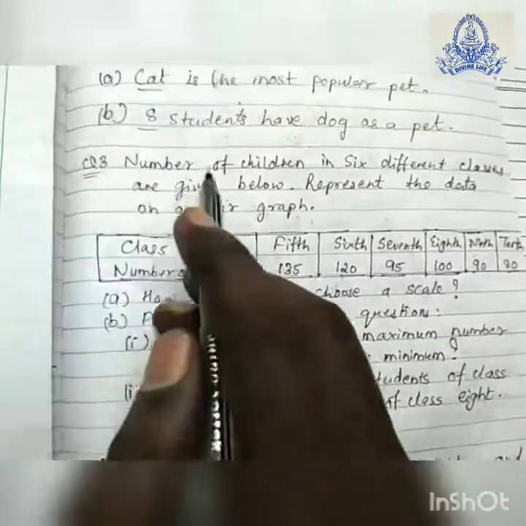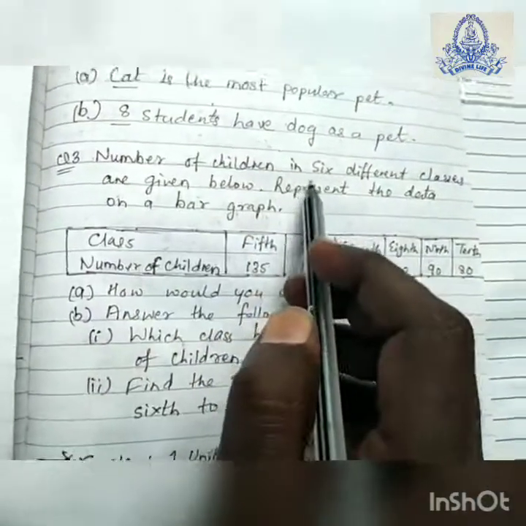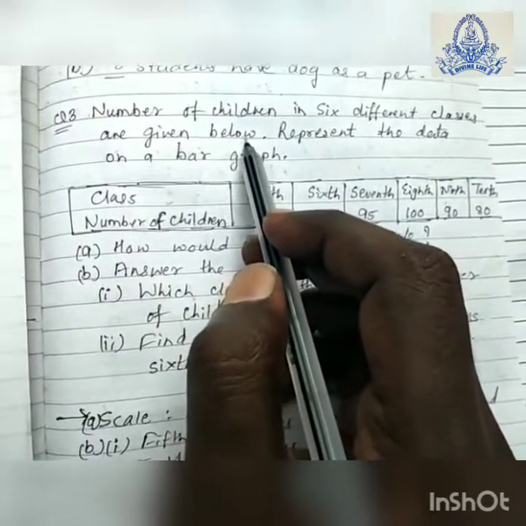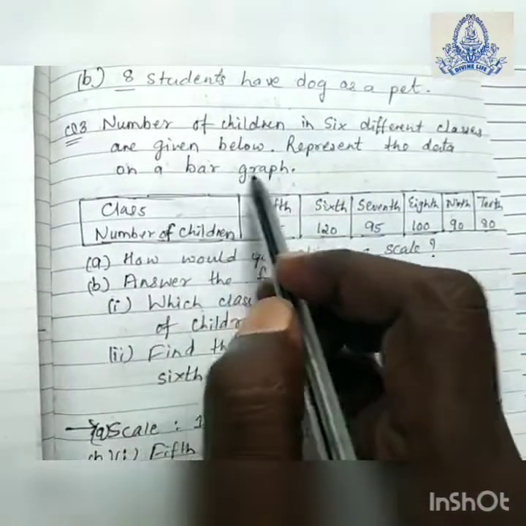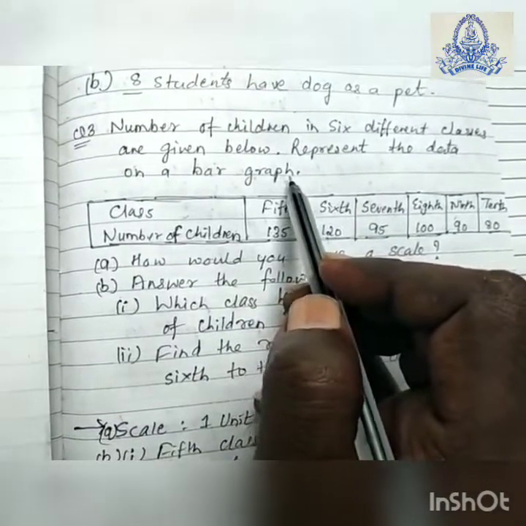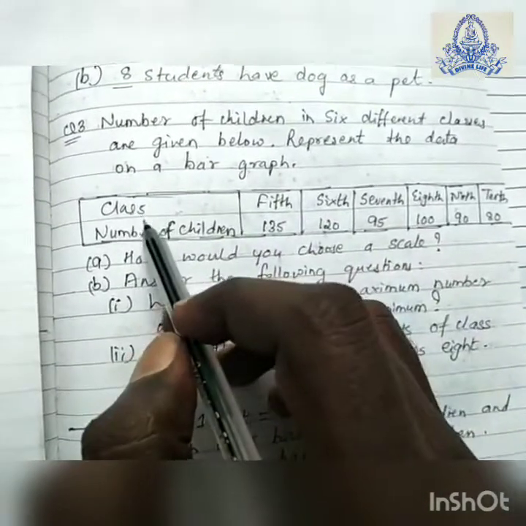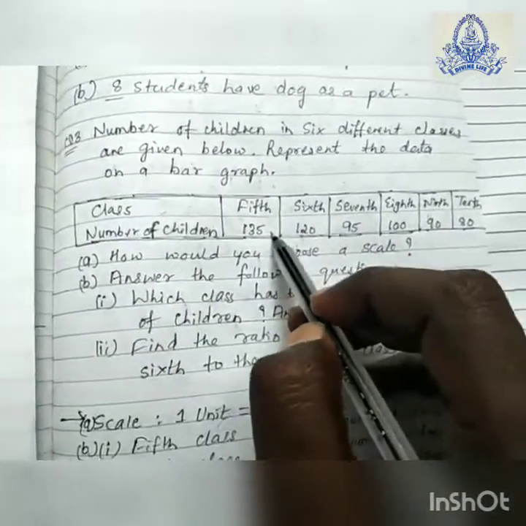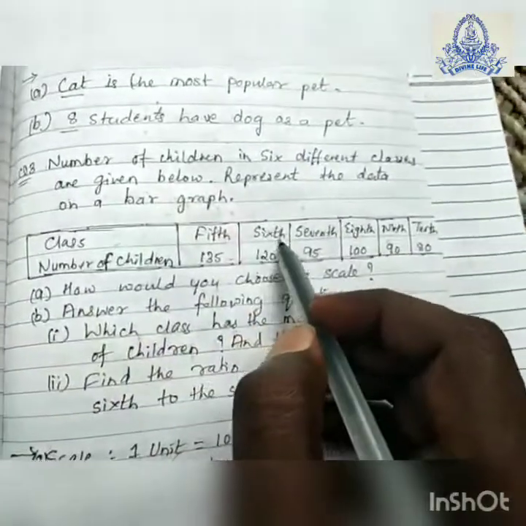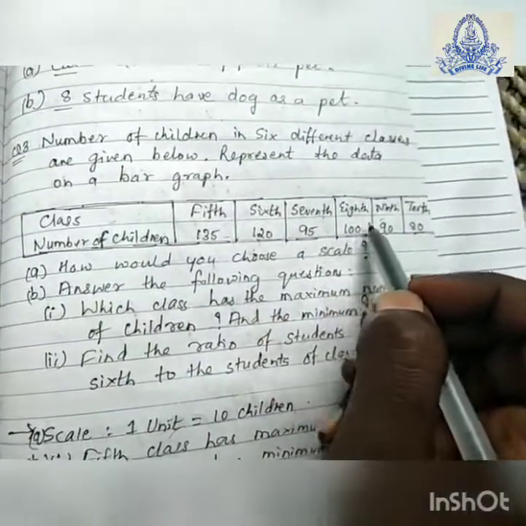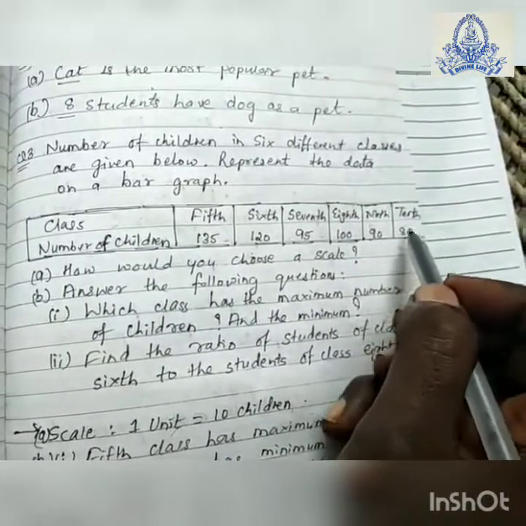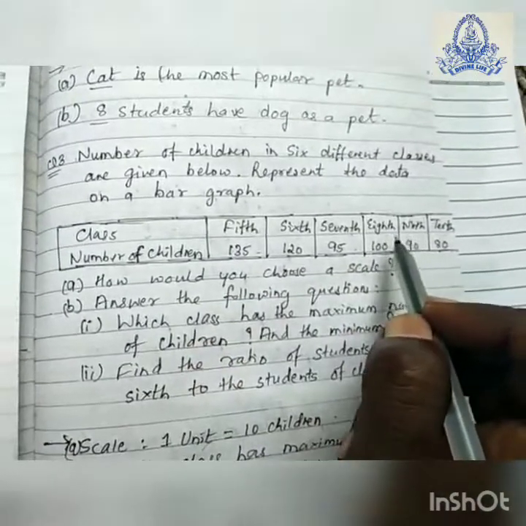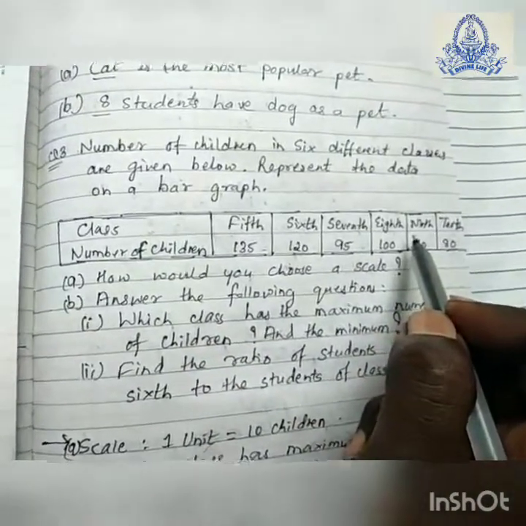Now question number 3. See carefully. The number of children in 6 different classes are given below. The total number of students they have given. Represent the data on a bar graph. So here we have to draw a bar graph. The given data is class wise. In the 5th standard the students are 135. In 6th, 120 students, 7th 95, 8th 100, 9th 90, and 10th we are having 80 students. So this is the observation data which was given. According to this data we have to represent the data on a bar graph.